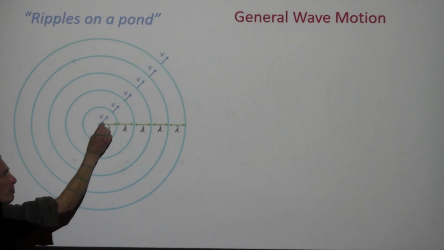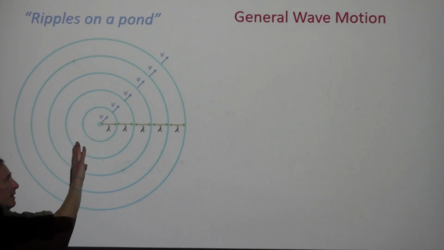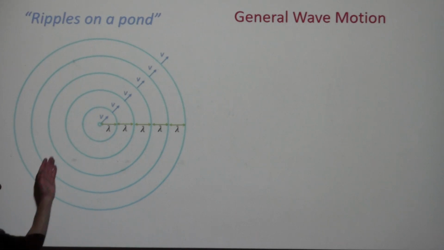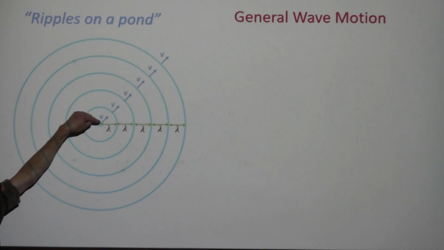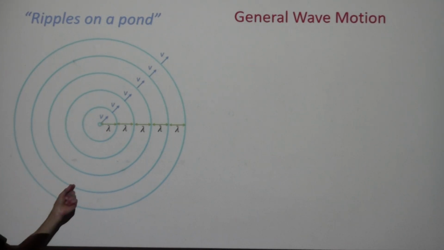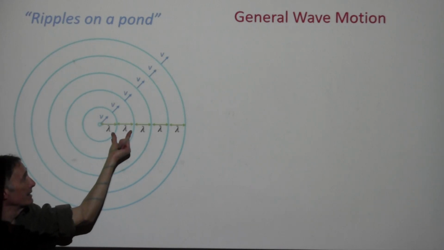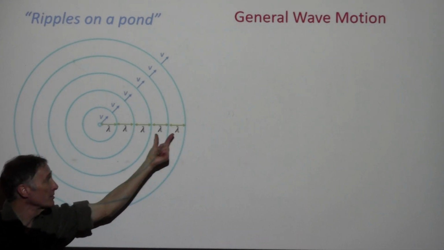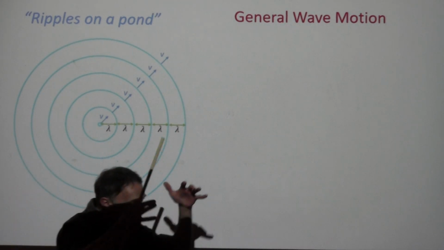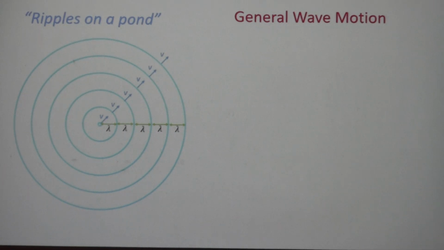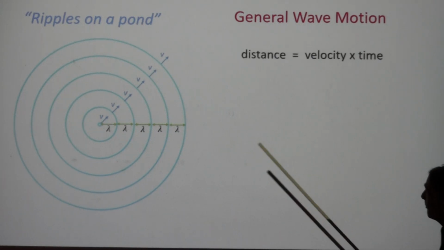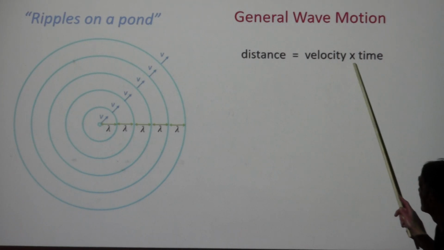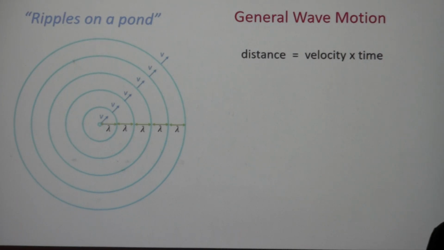The period will be the same for both of these, and then they're going to pass on. So I'm going to set out a whole series of them. Now, lambda is what we call the wavelength, and that is literally the physical distance between the crests of these waves as they're moving out. And then it's really a simple idea: distance is equal to velocity times time.